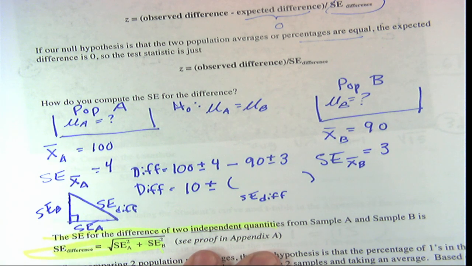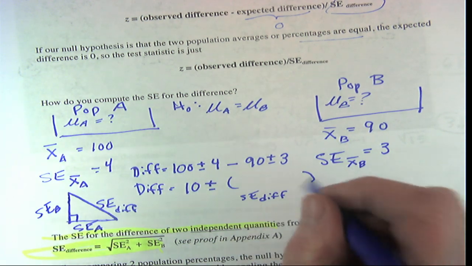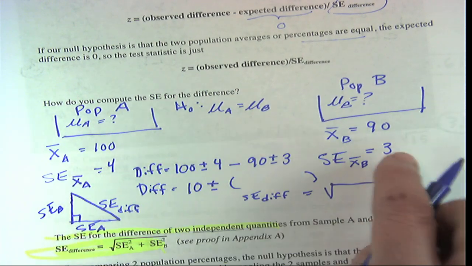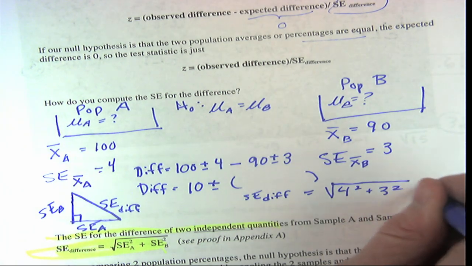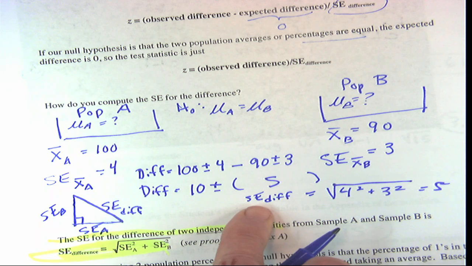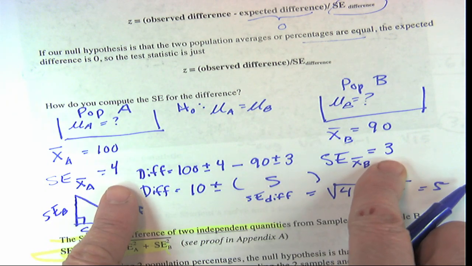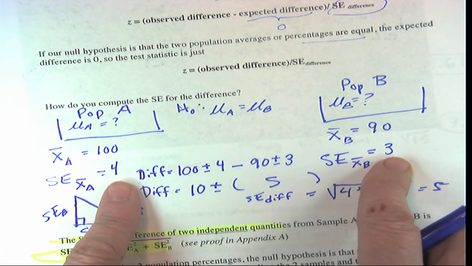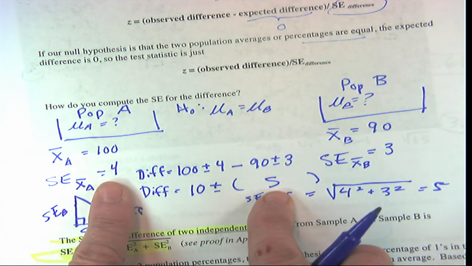Okay? So what are we going to do? The standard error for this difference would be the square root of 4 squared plus 3 squared. So that's what you would put in here. And notice that it's bigger than either one of the individual standard errors. We have 2 sources of variation here, so it's going to be bigger than 4, but smaller than the sum of the 2 of them.